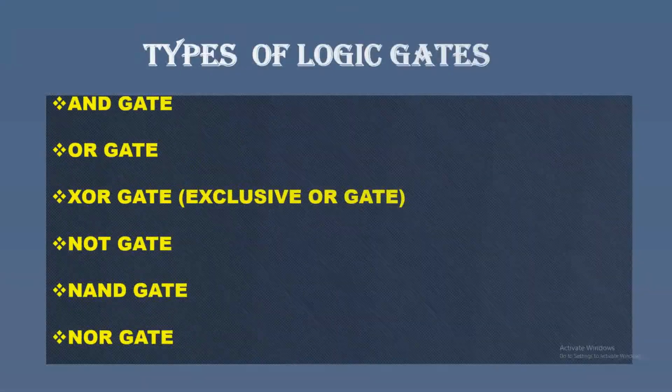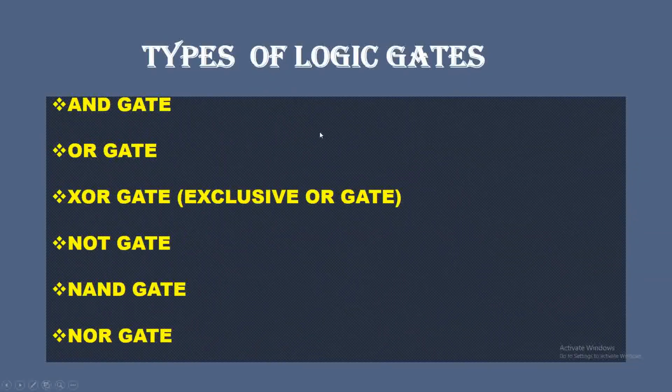Logic gates. There are 6 logic gates. Please repeat as I'm saying it. Number 1, we have the AND gate. Number 2, the OR gate. Number 3, popularly known as the exclusive OR gate. Number 4, the NOT gate. Number 5, the NAND gate. Then the last one, the NOR gate. So let's look at them one by one.